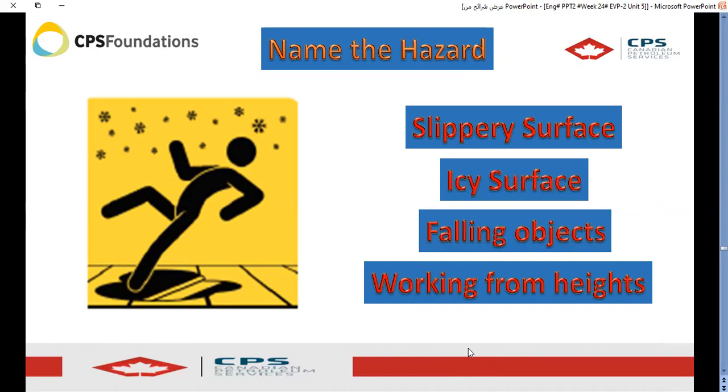Okay, this picture represents icy surfaces. Very good. Icy, as you can see here, it's a high icy circumstance. So this is an ice sheet and it might cause slipperiness as well. So icy surfaces.